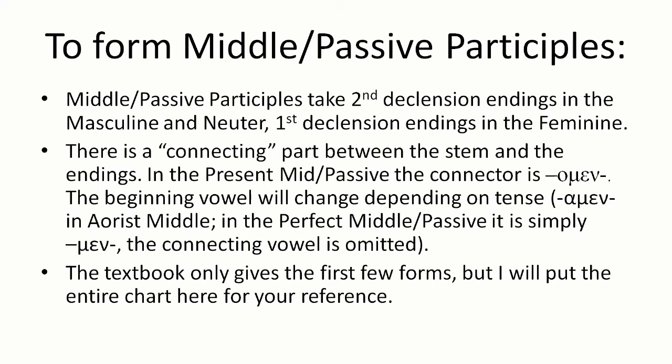Then in the perfect middle passive, if you remember the perfect middle passive in the indicative, there is no connecting vowel on the endings. You just stick the ending directly onto the end of the stem, and here it's the same thing. There is no connecting vowel. You simply have that mu epsilon nu, and you put it straight onto the stem.